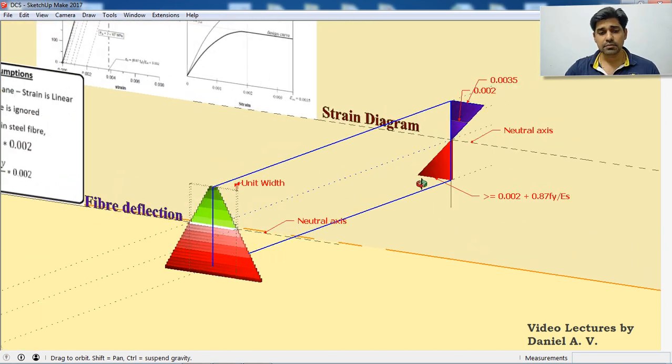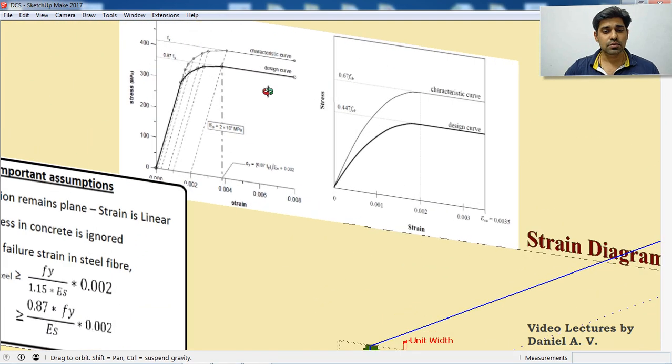To plot the strain diagram, we require these two graphs which are provided in IS 456. This is the stress strain curve for concrete, and this is the stress strain curve for steel. These are idealized curves. So in bold, you can see a design curve. Whenever we are going for design, we should use this curve. That's what is intended by providing it as the design curve.